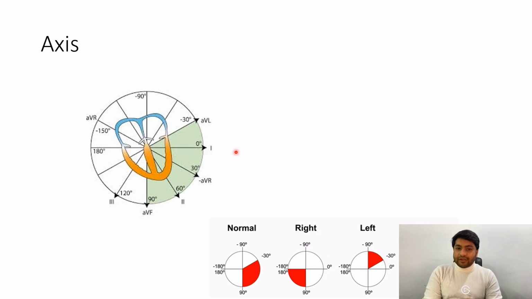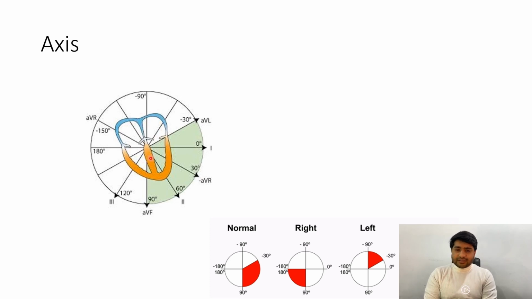deflected. If lead 1 is negatively deflected, the current should be flowing in this direction. If AVF is negatively deflected, our current should be flowing in this direction. So our axis would be somewhere here. We call it extreme axis deviation or northwest axis. Northwest axis.